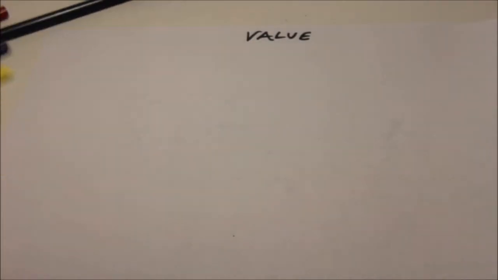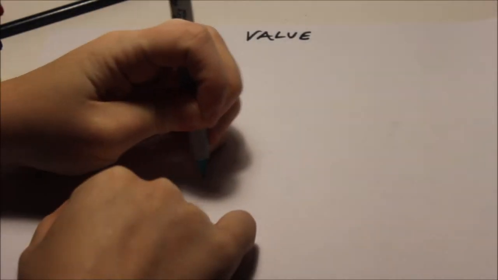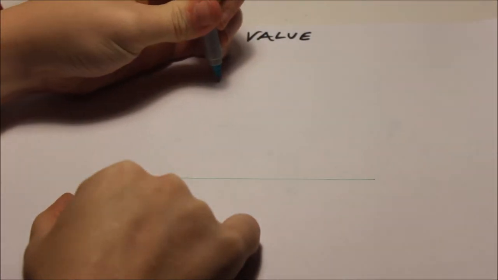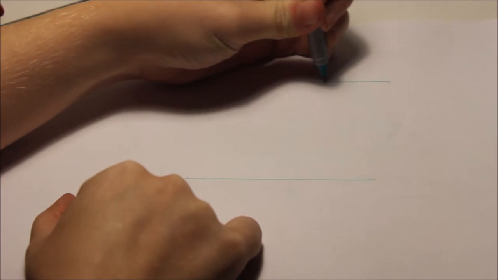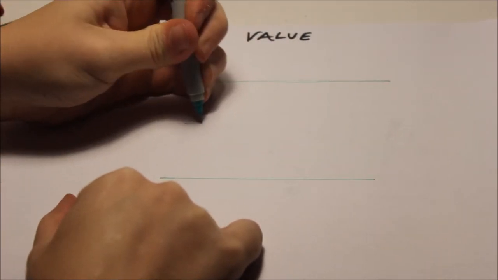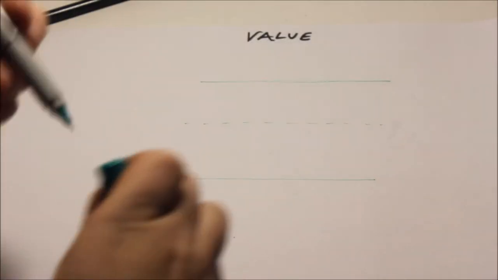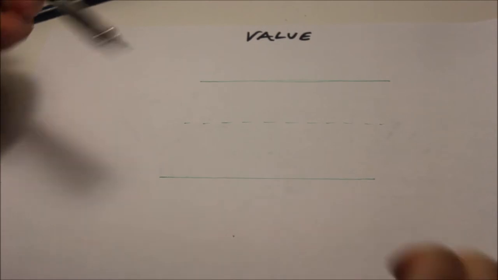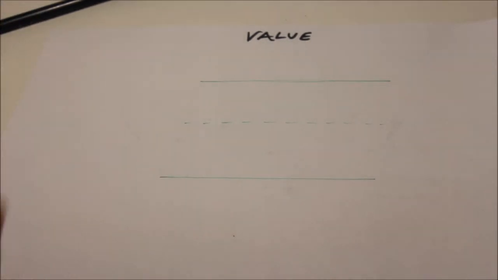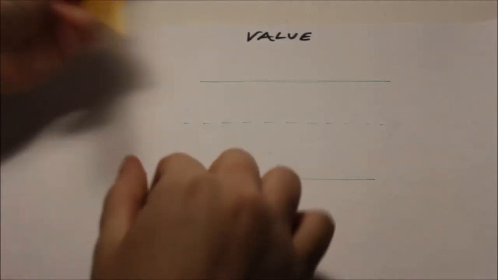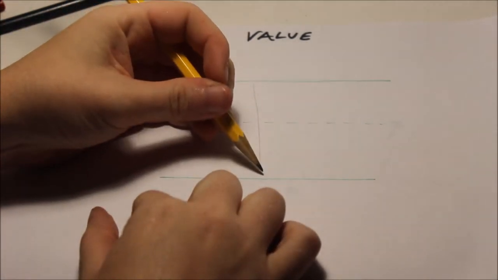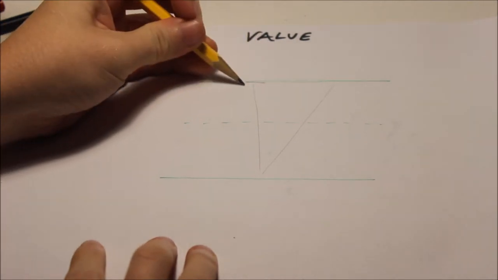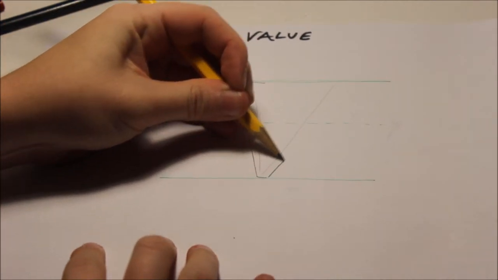Okay, so let's review. We've got our baseline. You've got our cap height. And we have our X height. Now, for the purpose of time, let's just do the letter V. So we're gonna start with line. So just a stroke. And we're gonna use line, close that up to create a shape.